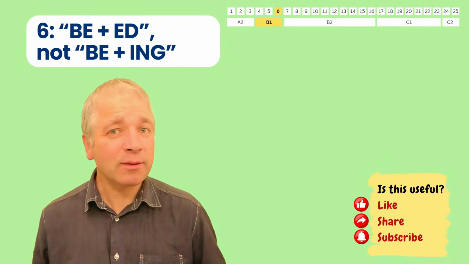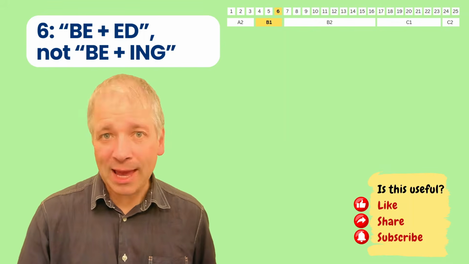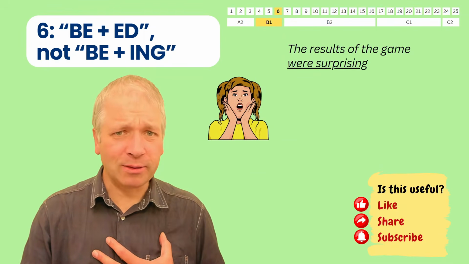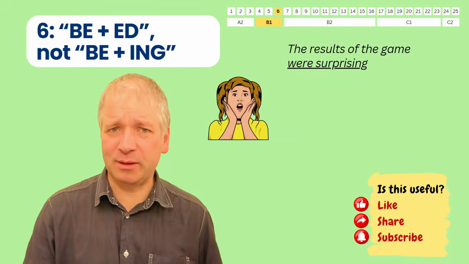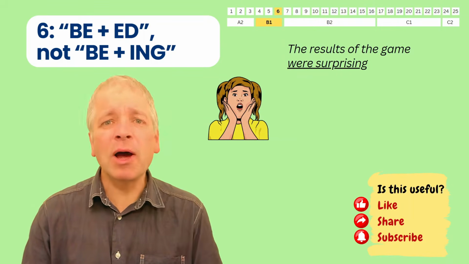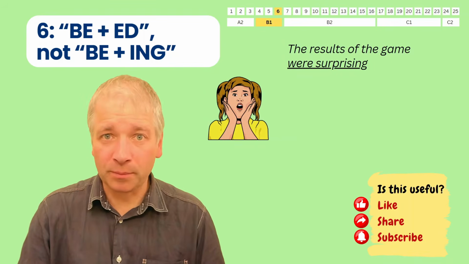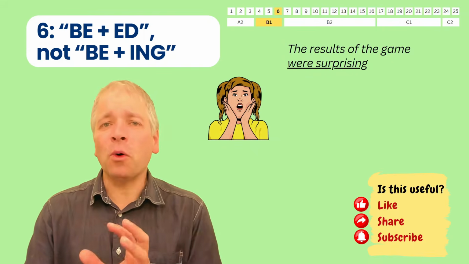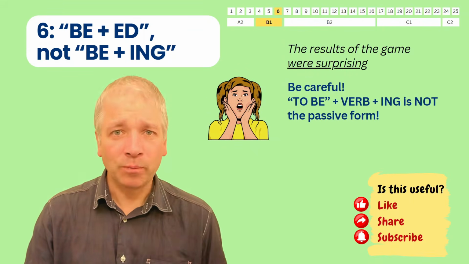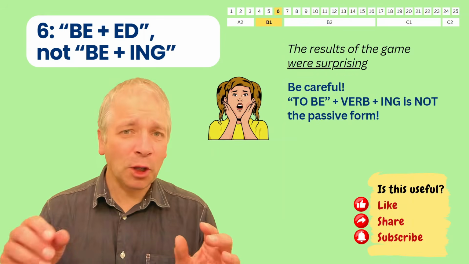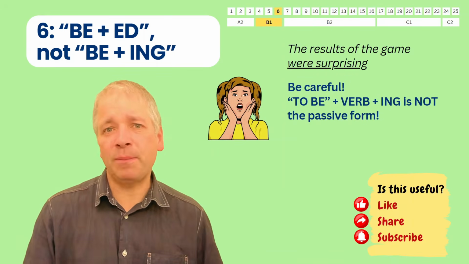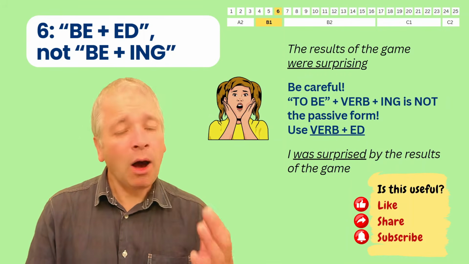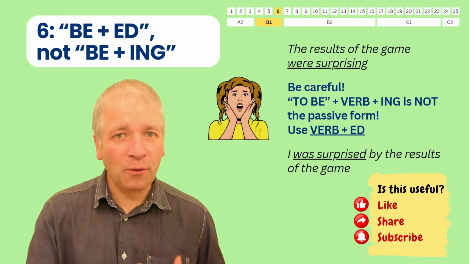Number 6 is be plus ed, not be plus ing. Have a look at this woman. She looks surprised. We could say this sentence: the results of the game were surprising, perhaps surprising to this woman. Now, is this the passive form? We have the verb to be before the verb. Here, no. Be careful. To be followed by the verb and ing is not the passive form. The passive form is where you use verb plus ed. I was surprised by the results of the game.